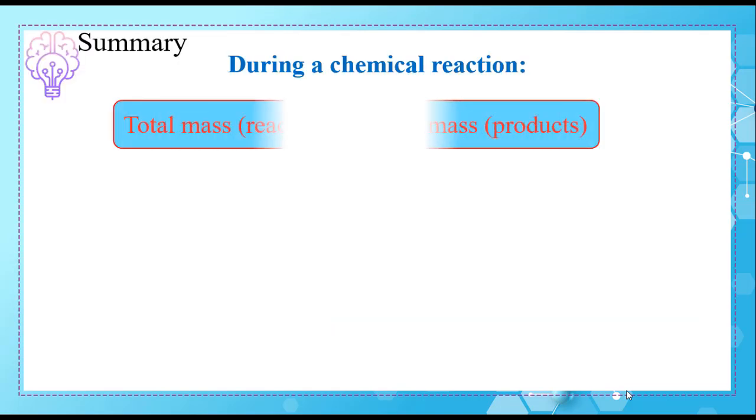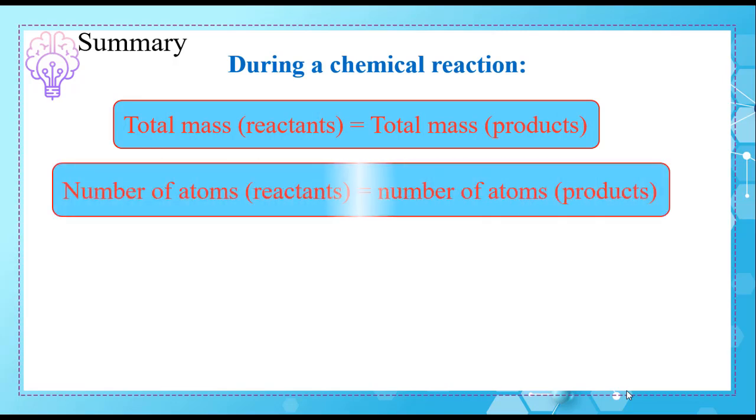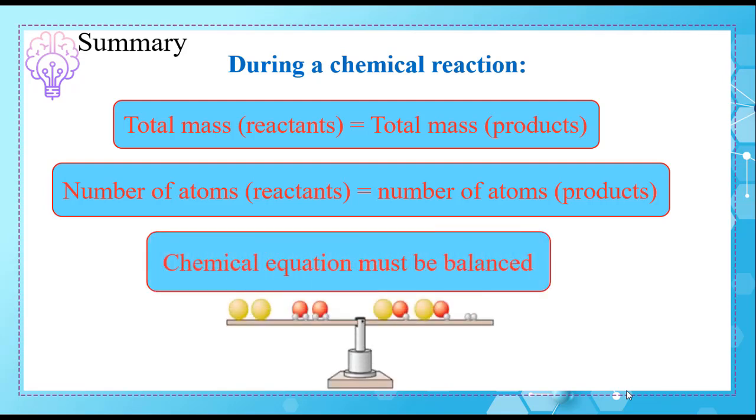As a summary, during a chemical reaction, total mass of the reactants is equal to the total mass of the products. The number of atoms in the reactants is also equal to the number of atoms in the products. For this, the chemical equation must be balanced.